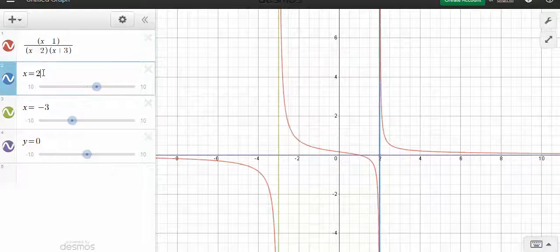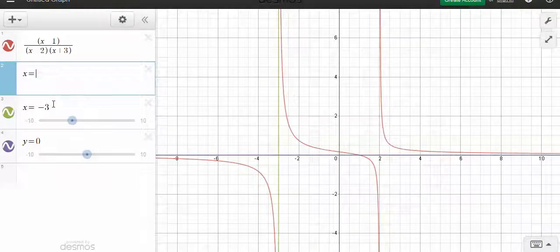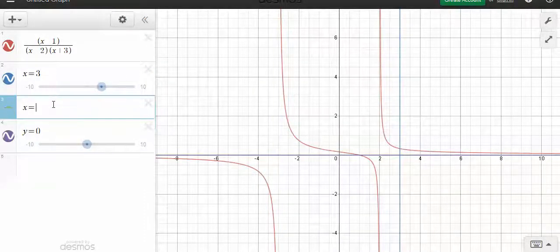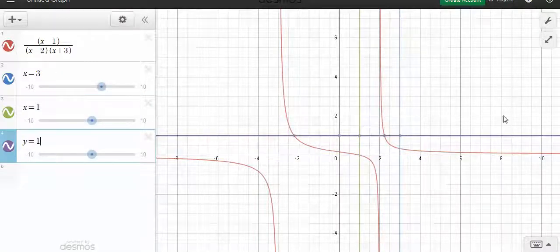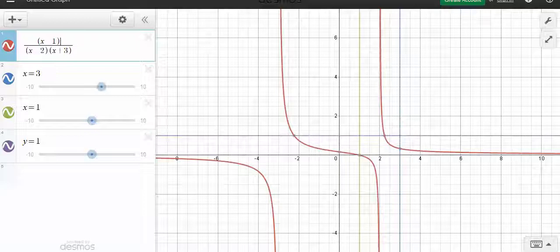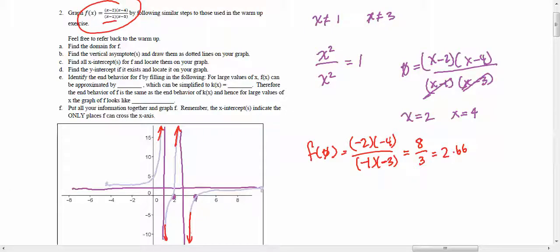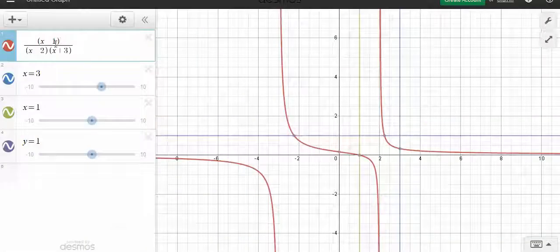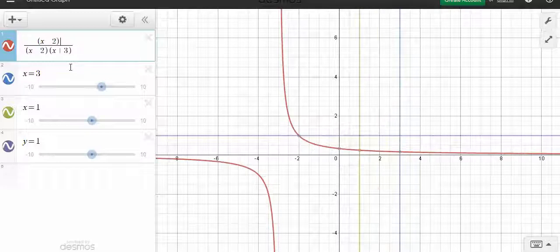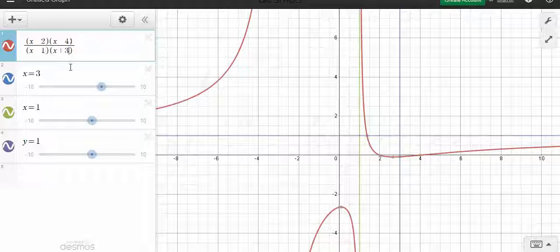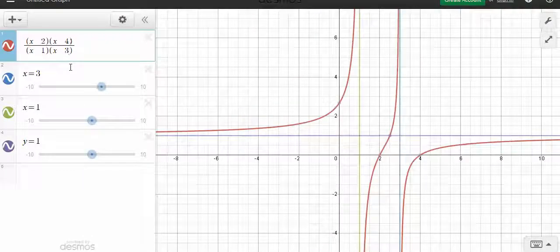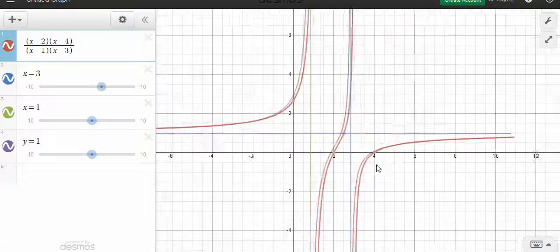I said that x equals 1 and x equals 3 are going to be these vertical asymptotes. I said that y equals 1 is my horizontal asymptote. I'm just setting up my parameters, and then this thing right here, what was the graph again? It was x minus 2, x minus 4, over x minus 1, x minus 3. Yep, there we go. That's the graph I got.